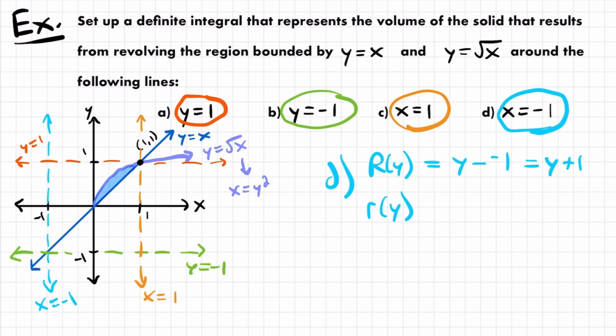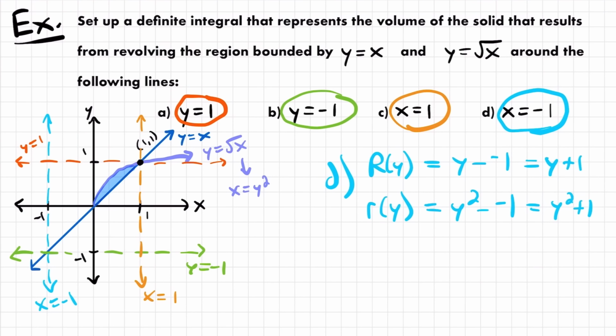Now for the inner radius, the boundary of our region that is the closest to the axis of revolution will be this curve, y equals the square root of x, or x equals y squared. And so just like we did for the outer radius, we need to remember to subtract the value of our axis of revolution since our region is to the right of that axis. So we will have that the inner radius is equal to y squared minus -1. Okay, and that will be equal to y squared plus 1.